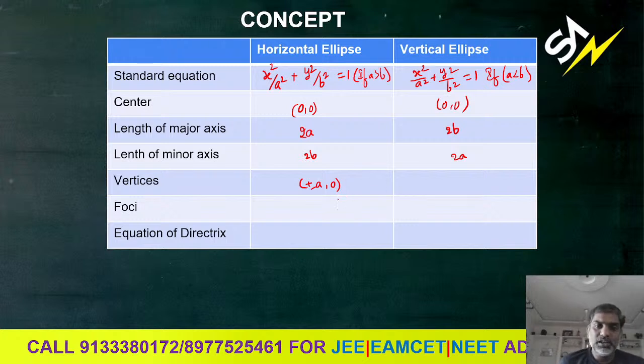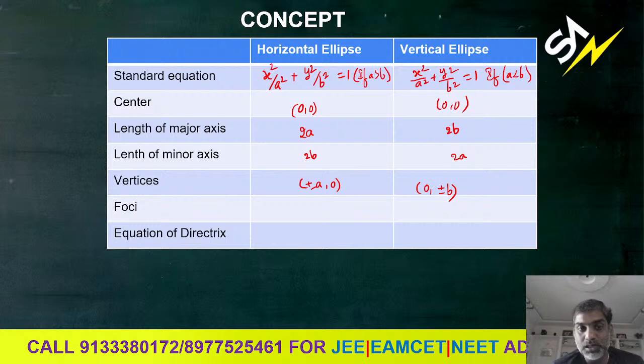If you want to write separately, you can write it. And in case of vertical ellipse, what do we get? We can get 0 comma plus or minus b. Okay? And the next one is the foci.